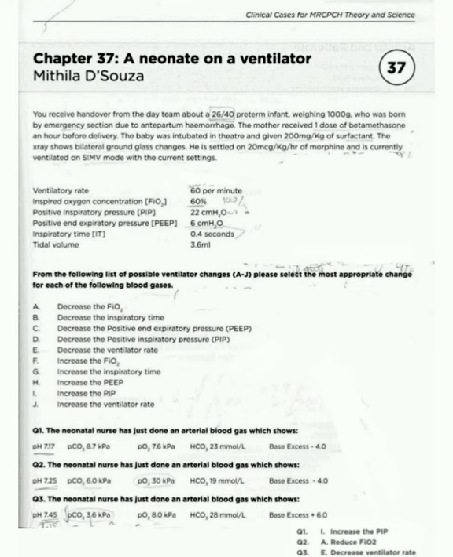Now, question number 3. The neonatal nurse has just done an arterial blood gas which shows pH 7.45, partial pressure of carbon dioxide 3.6 kPa, partial pressure of oxygen 8.0 kPa, bicarbonate 28 millimole per liter and base excess plus 6.0. So, we check whether it is acidic or basic, and in the next step the partial pressure of oxygen and carbon dioxide. Here oxygen is 8.0, and the normal level is 8 to 12, so it is normal. The carbon dioxide level is 3.6, and the normal level is 4.6 to 6.4.